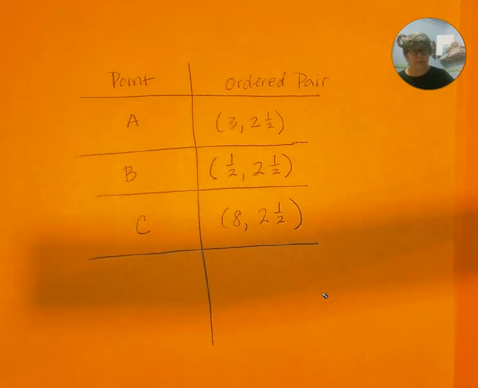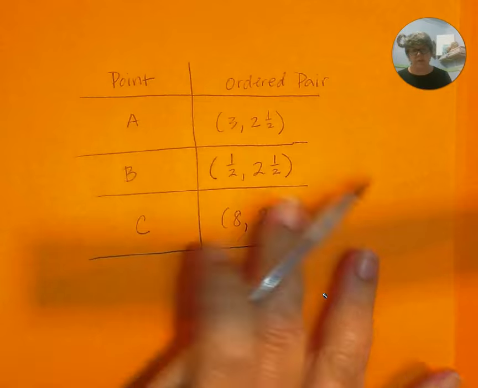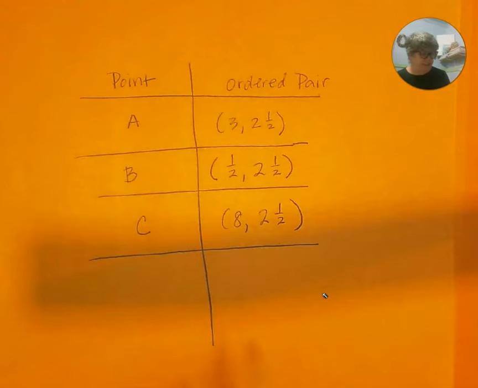So if they have the same y coordinate, just by looking at the ordered pairs, you know that they're going to be 2.5 up the y-axis, and they're going to form a horizontal line going across from the y-axis, 2.5 units up. So they're all going to be the same distance from the x-axis. They're going to be 2.5 units from the x-axis.